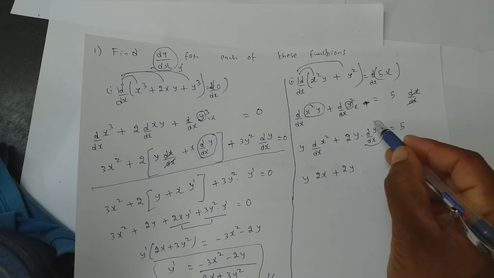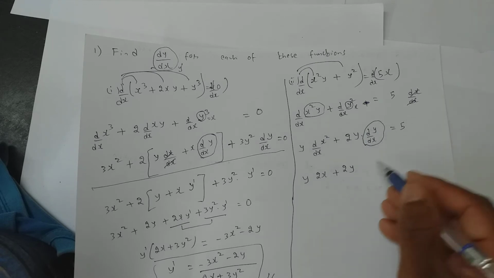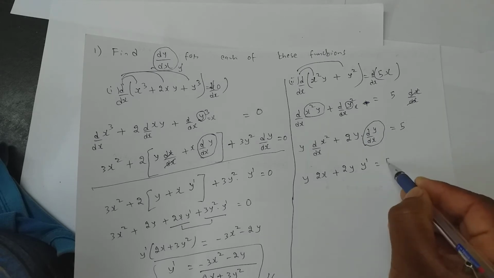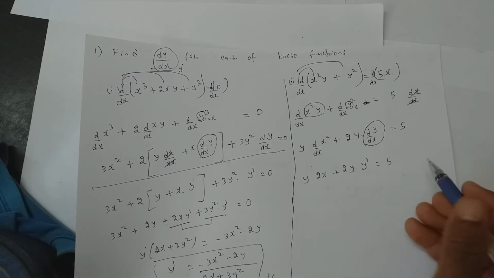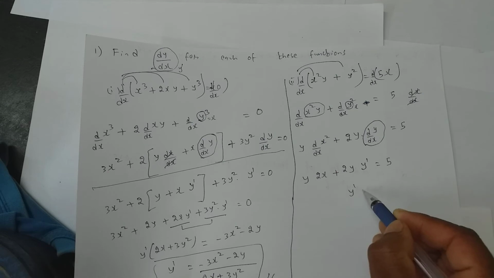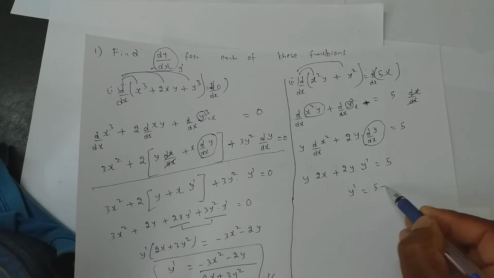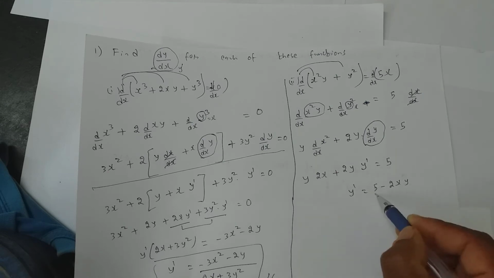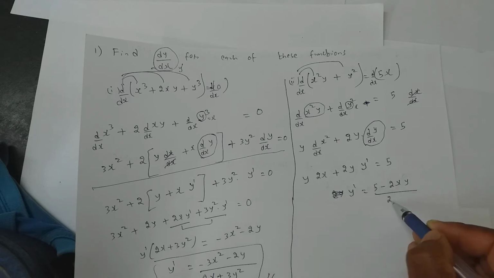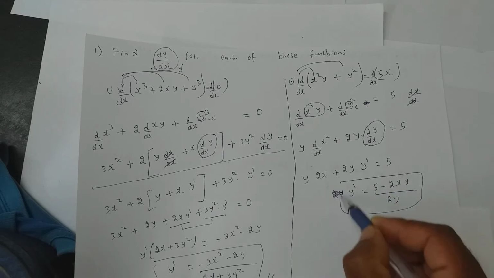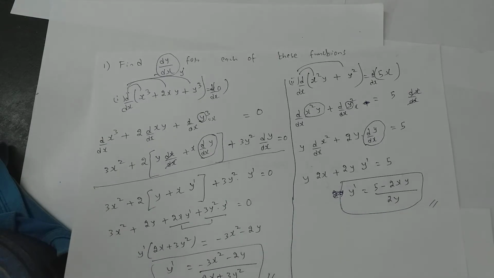Again, dy by dx is a hassle for me to write, so I go with y dash equal to 5. Now I want dy by dx, which is y dash, so make y dash the subject. It's easy. First send this 2xy to the other side, then here 2y y dash, send it also down. So this is my dy by dx. Am I clear, students?